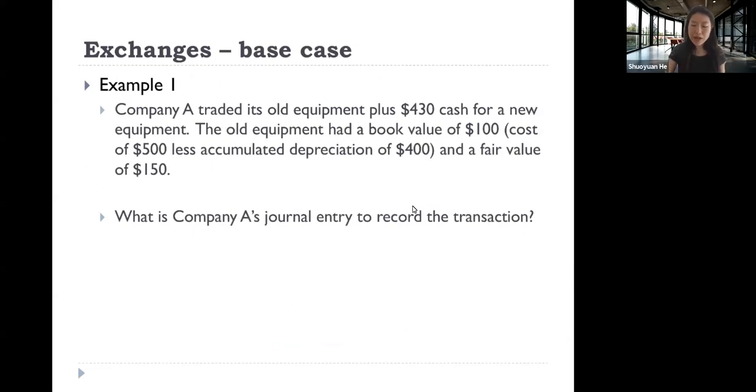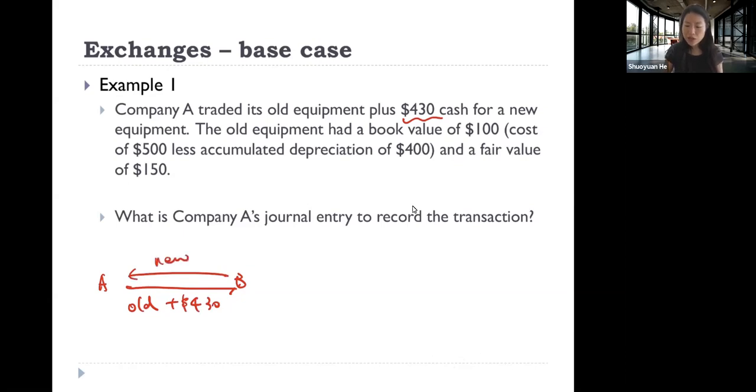An example: company A traded its old equipment plus 430 cash for new equipment. Company A is dealing with company B. The old equipment has a book value of 100, which is cost 500, less accumulated depreciation of 400, and a fair value of 150.